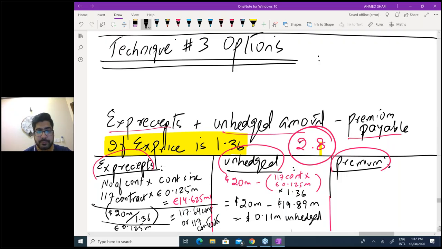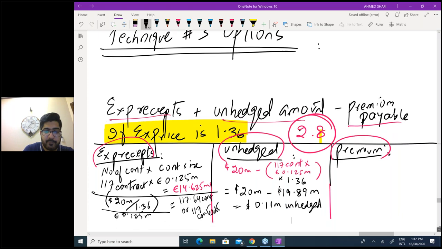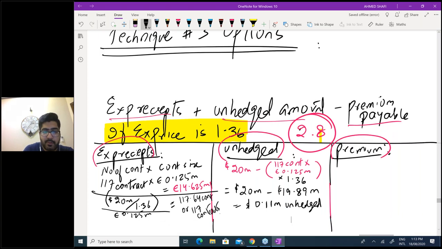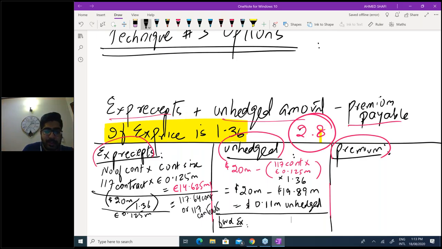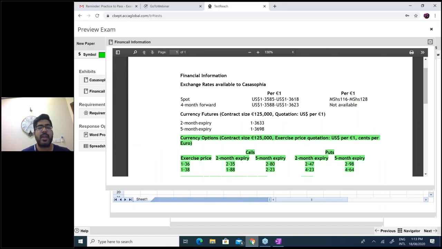I told you this 0.11 million unhedged will be dealt through forward exchange contract. How much you are receiving unhedged? $0.11 million. This will be hedged using forward exchange contract. Okay, go back to the question. Since this will be hedged using forward exchange contract, you should not use futures or options. You should use forward.